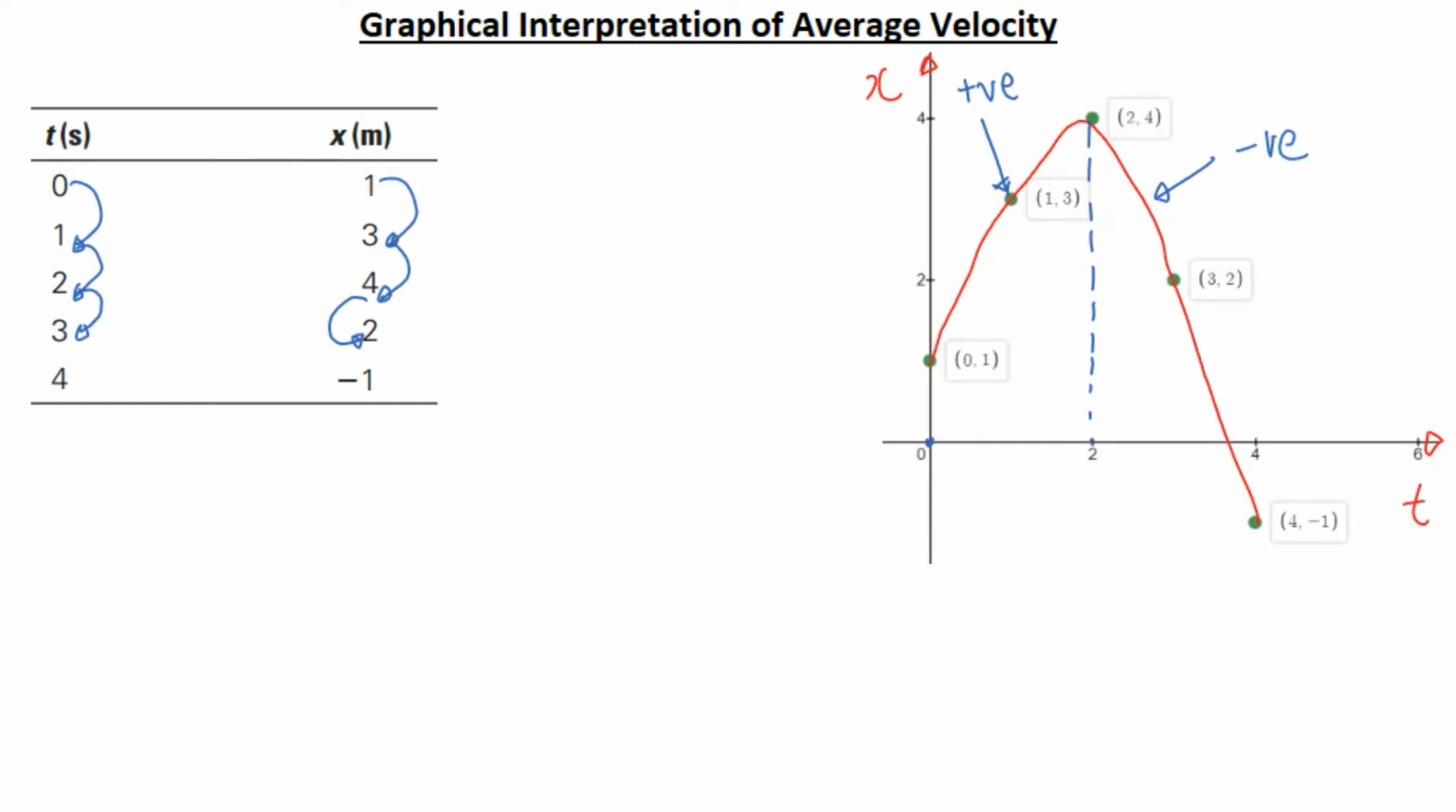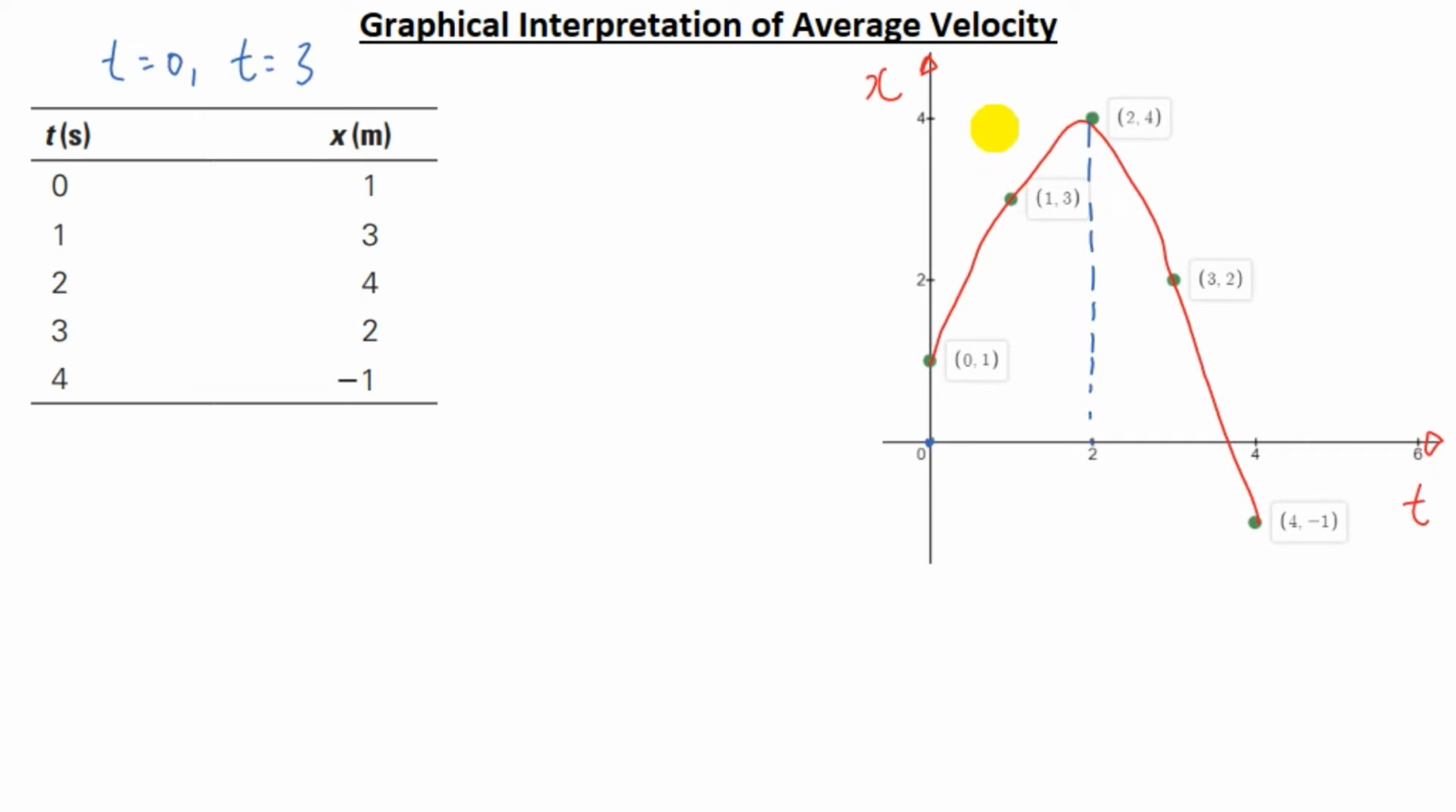Now with the help of the xt graph, we can find the average velocity. To see how, suppose you'd like to know the average velocity for the particle from the time interval t equals 0 to t equals 3. So for this time interval, you need to find the average velocity.